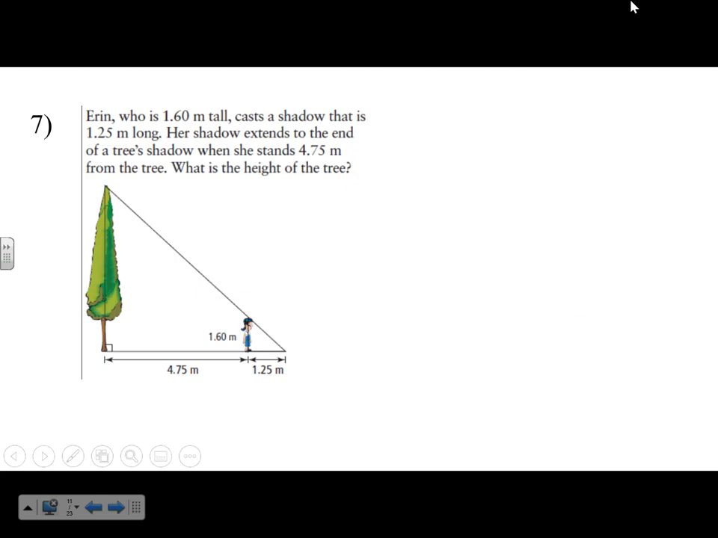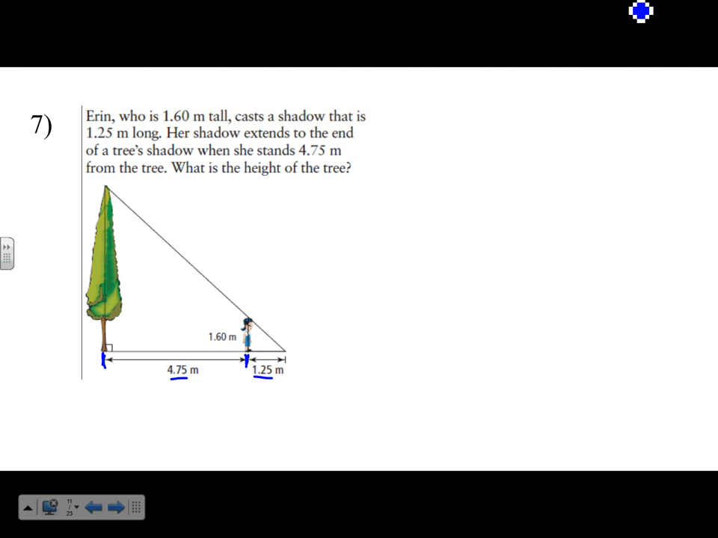Now we have another one. Erin, who is 1.6 meters tall, casts a shadow that is 1.25 meters. Her shadow extends to the end of a tree, and she stands 4.75 meters from the tree. What's the height of the tree? The biggest thing that's different with this one is they don't tell you the whole length of the tree's shadow. They just tell you that she's standing 4.75 meters from the tree, and her shadow is 1.25 meters long.